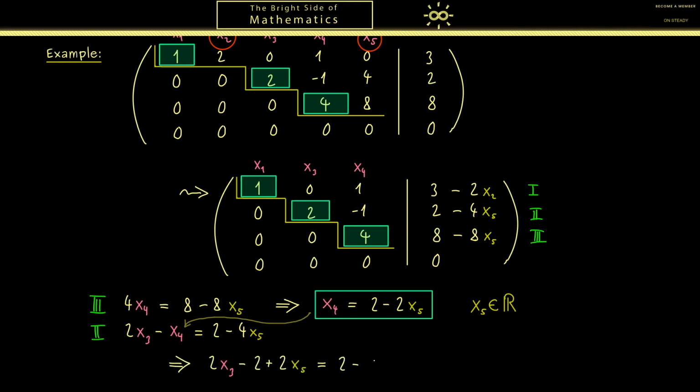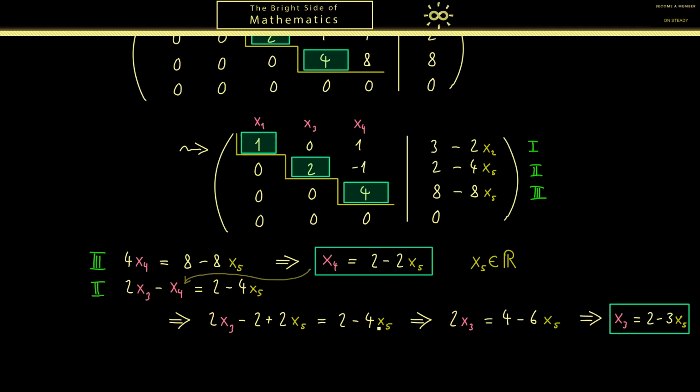Indeed, it's not so complicated, but we see the only leading variable now is x3 in this equation. And all the free variables we have to put to the right hand side again. Hence, on the right hand side we get 4 minus 6x5. So we simply divide by 2 and then we have our result for x3. So it's 2 minus 3 times the free variable x5. So you see here as well, depending on which real number we choose for x5, we get a different number for x3. And this is exactly what we want to solve our system.